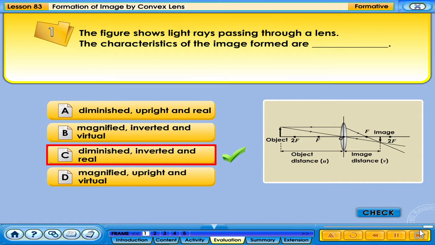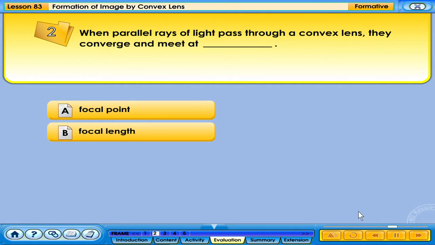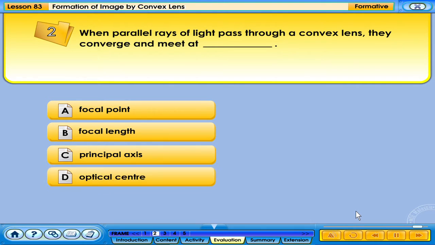Your answer is correct. When parallel rays of light pass through a convex lens, they converge and meet at: A. Focal point, B. Focal length, C. Principal axis, D. Optical center.